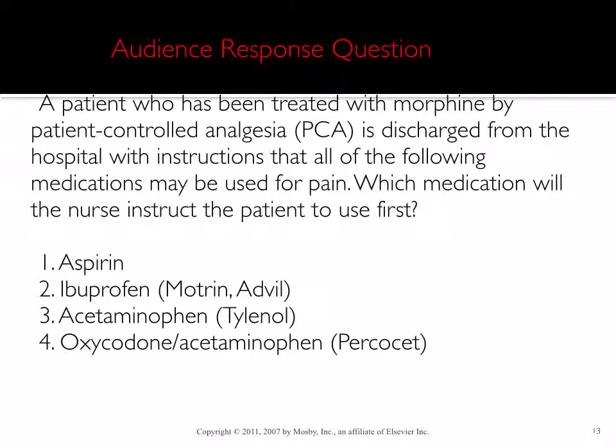A patient who has been treated with morphine by patient-controlled analgesia is discharged from the hospital with instructions that all of the following medications may be used for pain. Which medication will the nurse instruct the patient to use first?